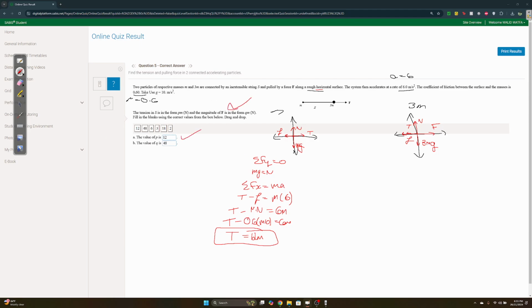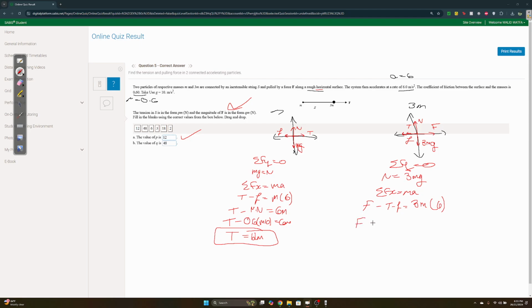Now I want force F. Okay, force F, again we're gonna just continue here with sigma Fy equal to 0, so n is gonna be equal to 3mg, right? How about sigma Fx? It's gonna be equal to ma because we're accelerating to the right. So F minus T minus f is equal to ma. So again, the mass of this one is 3m, acceleration is 6.